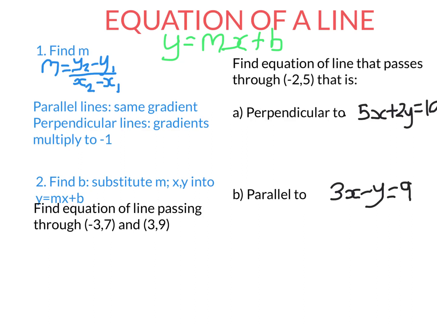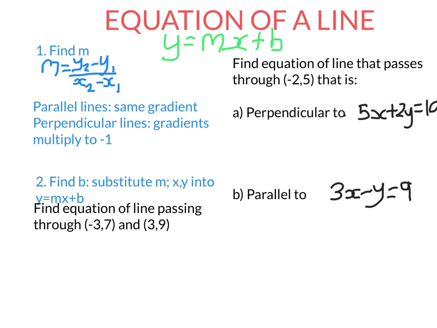Thank you so much for tuning into this video in which we will look at finding the equation of a line. Unless the line is perfectly vertical, its equation can be written in the form y equals mx plus b, where m is the gradient and b is the y-intercept. So if I want to find the equation of the line, there's really only two steps. I just need to find m, the gradient, and b, the y-intercept. The only thing that differs from question to question is how you find m and b.